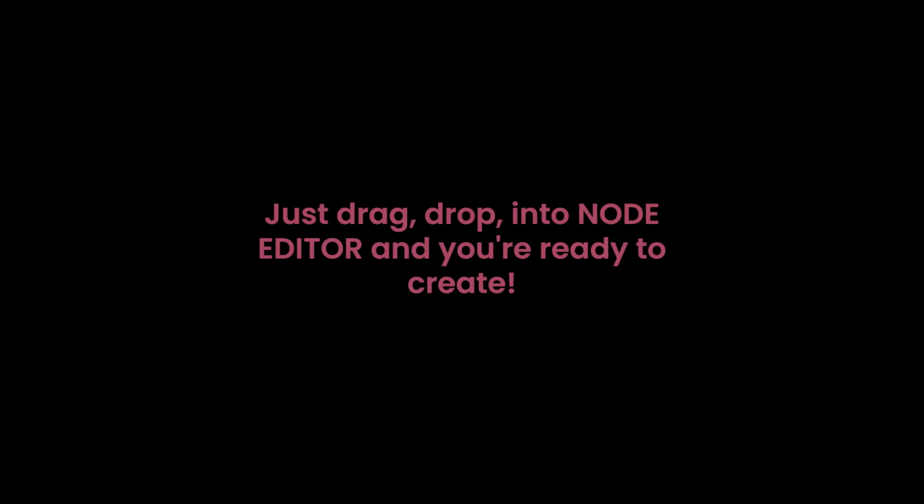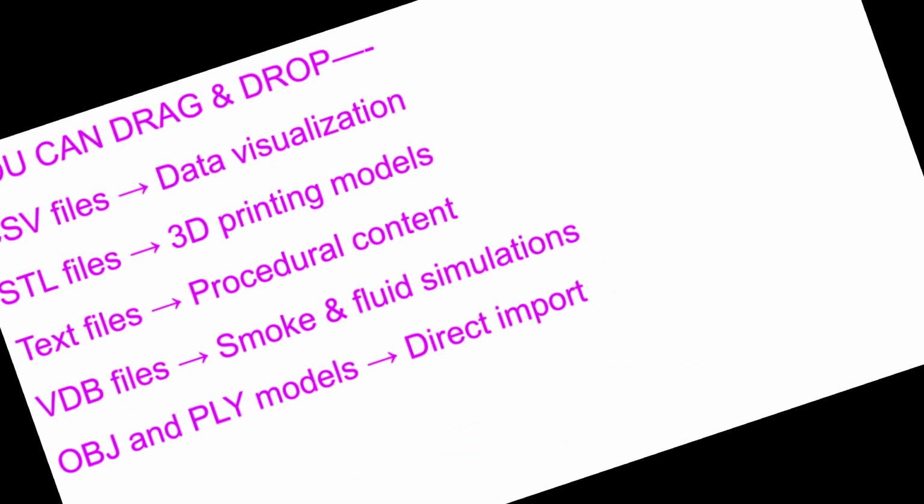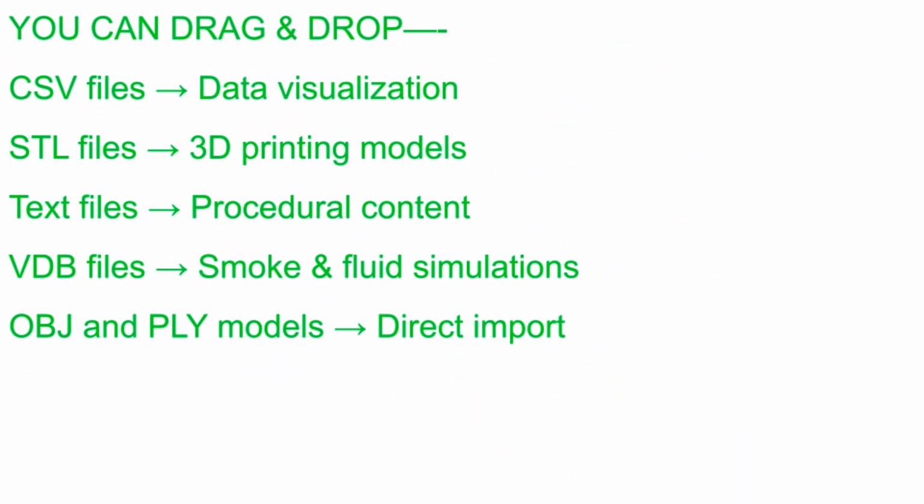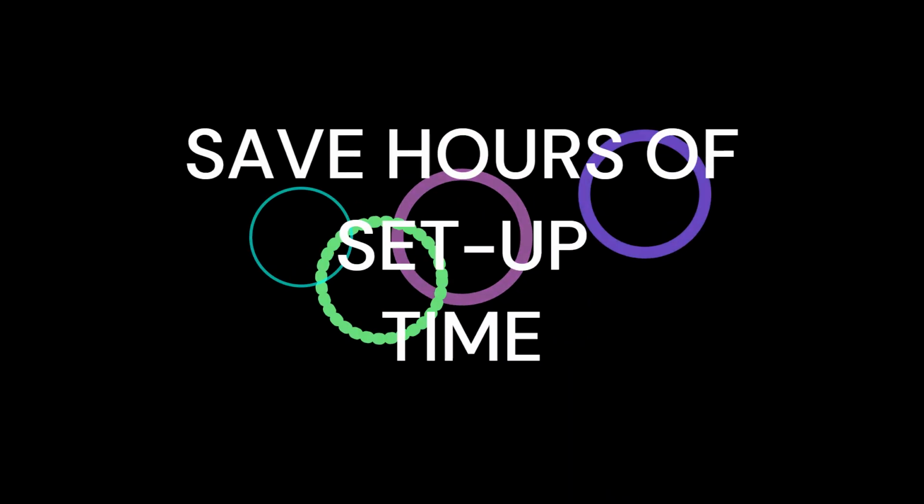Well, you can drag any of these directly into Blender's node editor and it automatically creates the perfect import node for you. No more hunting through menus, no more guessing settings, just drag, drop, and you're ready to create. This works with CSV files for data visualization, STL files for 3D printing models, text files for procedural content, VDB files for smoke and fluid simulations, OBJ and PLY models, and so much more. Think about what this means for your workflow. You're cutting out literally hours of setup time on complex projects.